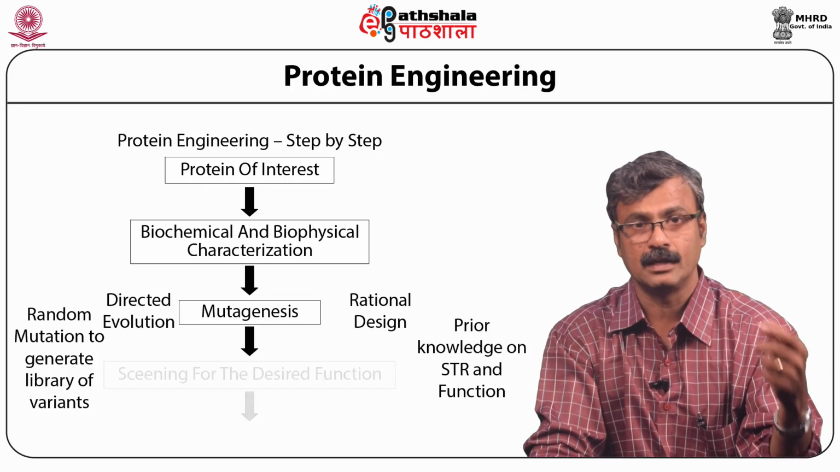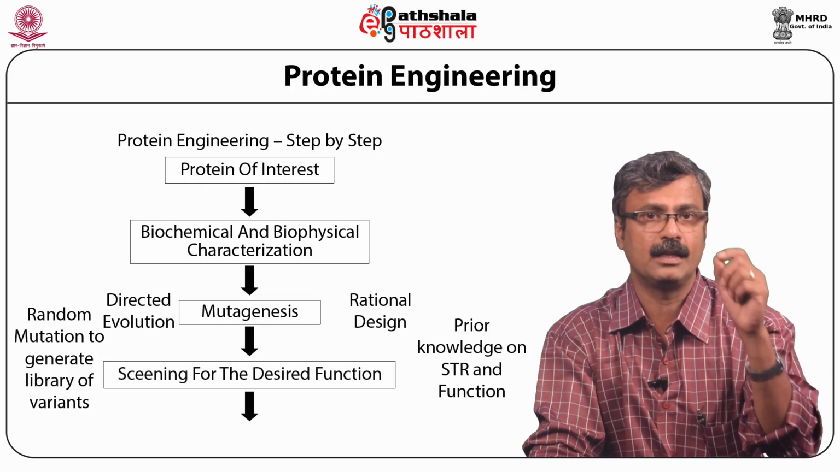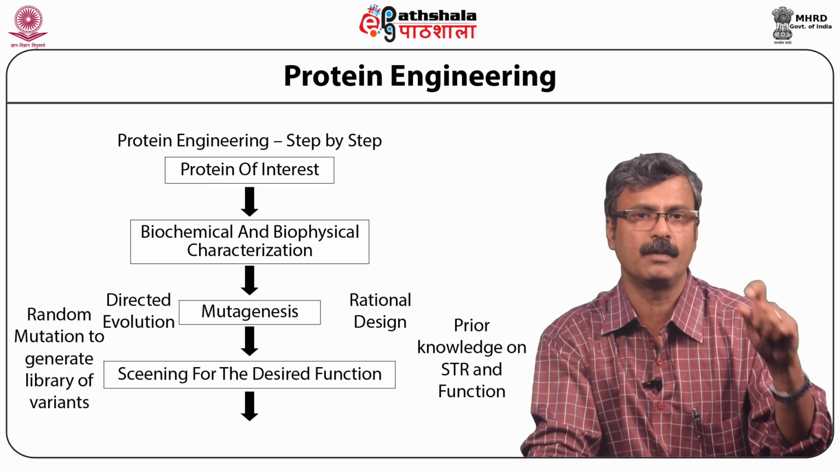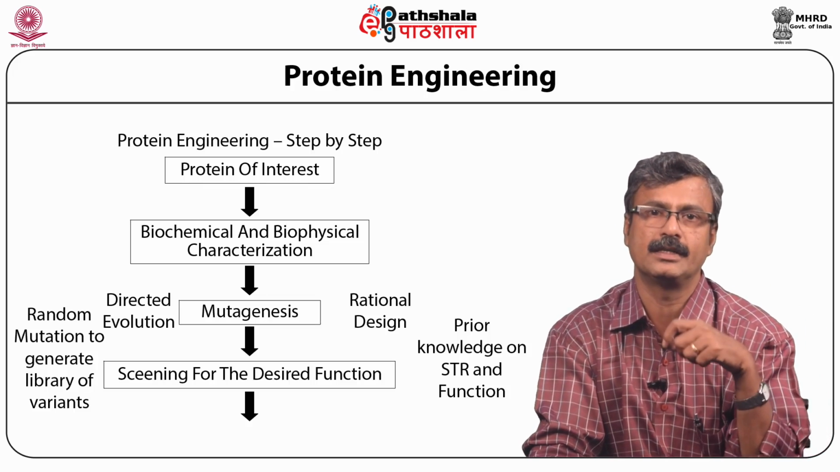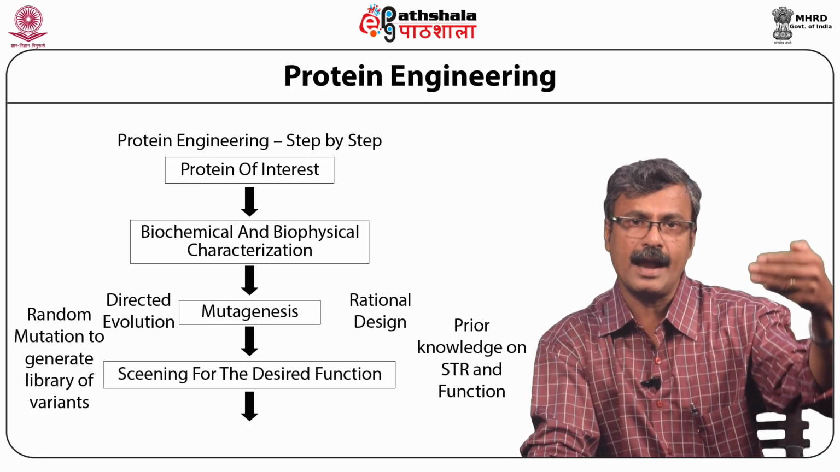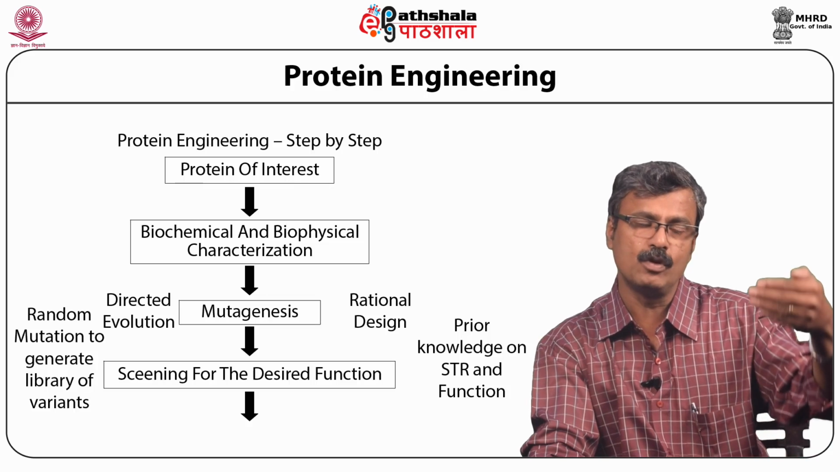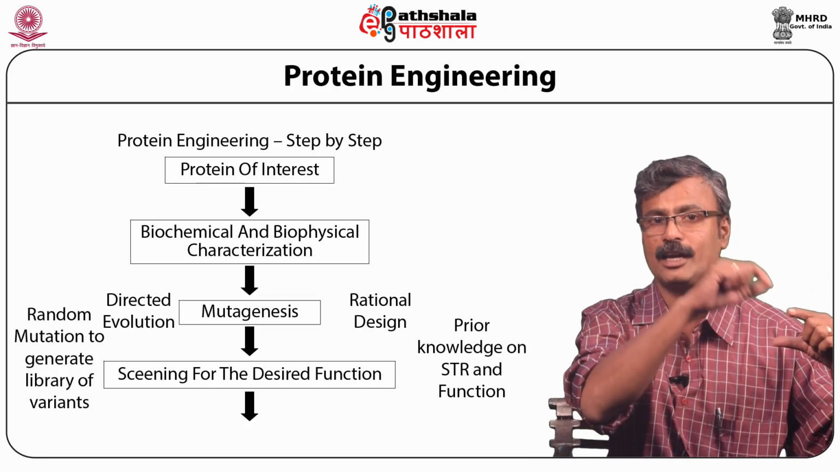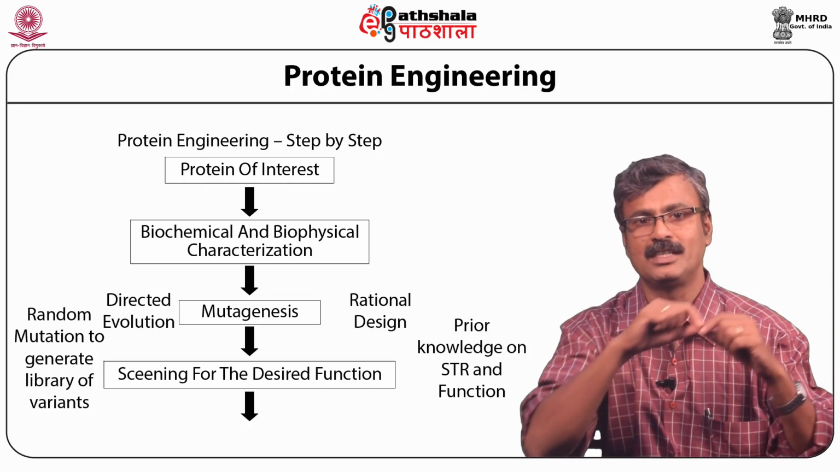Then we have to characterize it, and screen to see which particular mutation is giving us the desired function. So in directed evolution we produce random mutagenesis, then we produce many variants. It's called a library of variants, and then each and every protein has to be screened.